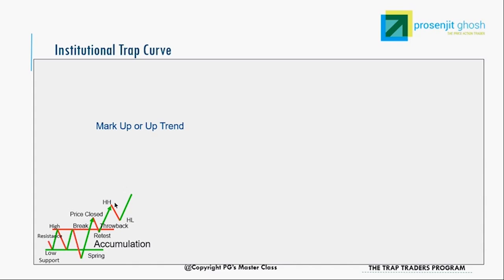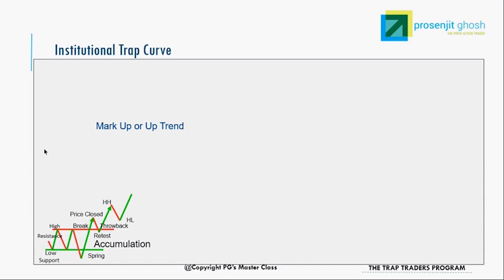What is a higher high? HH means higher high and HL means higher low. This is the short form of that. A higher high means a high has formed which is higher than the previous high, and a higher low means a low has formed which is higher than the previous low. Then the uptrend starts, and we can keep our trade open because the uptrend is going to continue. This stage after the accumulation is known as the markup stage or uptrend stage.